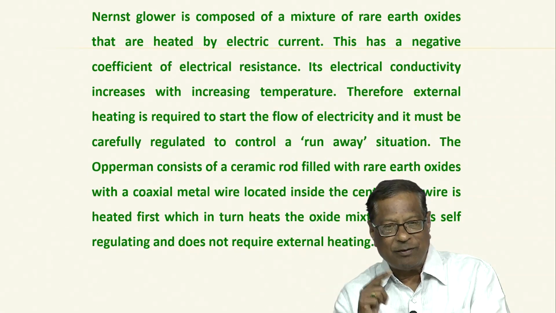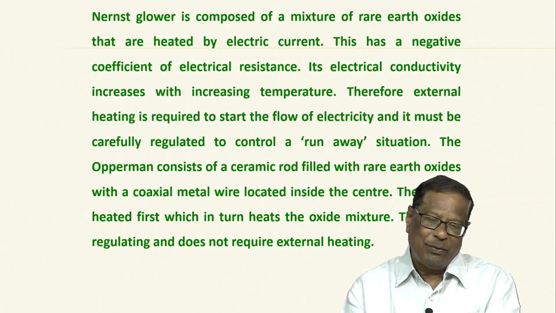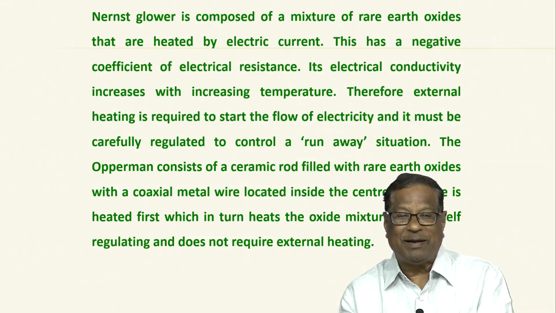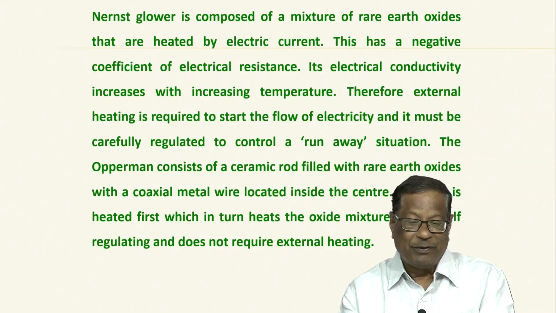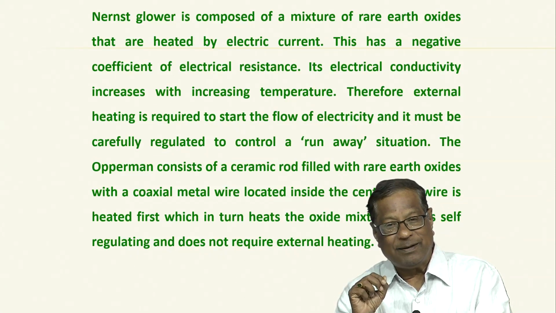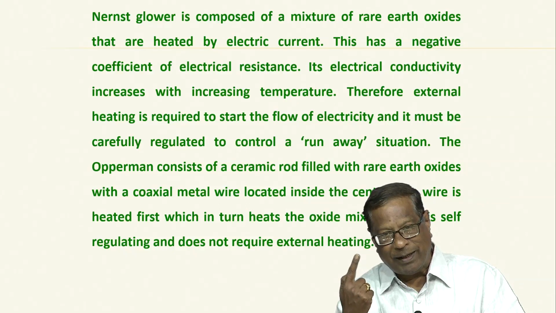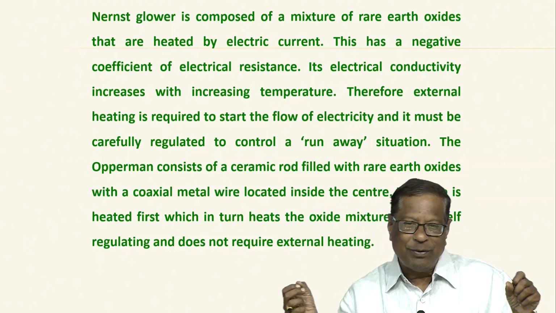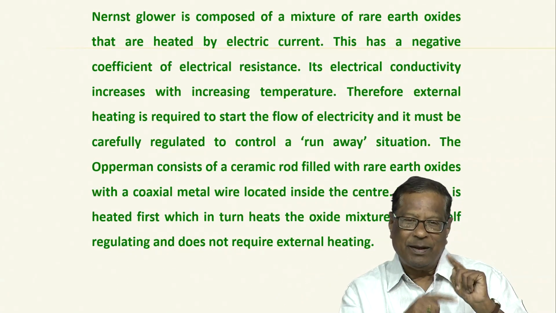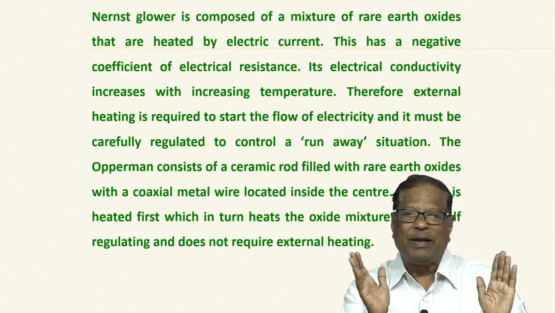You take the rare earth oxides, make it into a small pellet, connect the electrical wire, start heating it. As you heat more and more, the conductivity becomes better and better, unlike metal. So, the external heating is required initially. Okay. So, you cannot heat that rare earth oxide wire directly by electric current. First you have to connect it to an external heater, supply that heat to the Nernst glower, and slowly as the temperature increases it will start glowing.